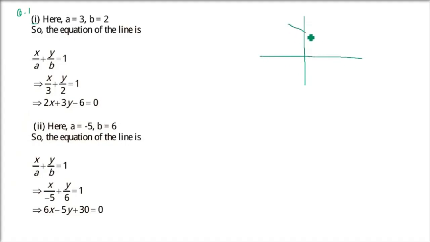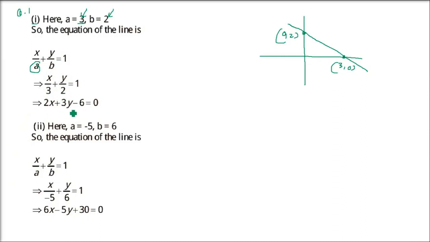That means if we have the coordinate axes and we have a line, it is cutting the x and y intercepts, and these intercepts are given. Here a is 3, so it is cutting 3 on the x-axis, the point (3, 0). It is cutting 2 on the y-axis, so it is (0, 2). We can directly form the equation. We have the standard form x by a plus y by b equals 1. In place of a you put 3, in place of b you put 2. So x by 3 plus y by 2 equals 1.